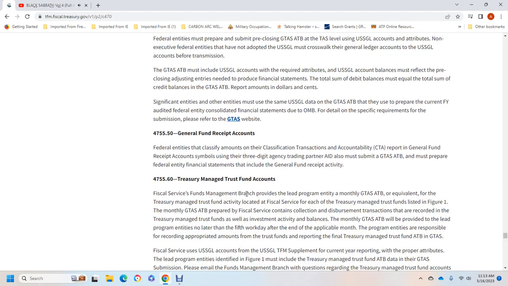Section 4750: the general fund receipt account. The federal entities classify the amount of classification, transaction, accountability, and reports, and the general fund receipt account symbol with the 3 digits trading partner aid.